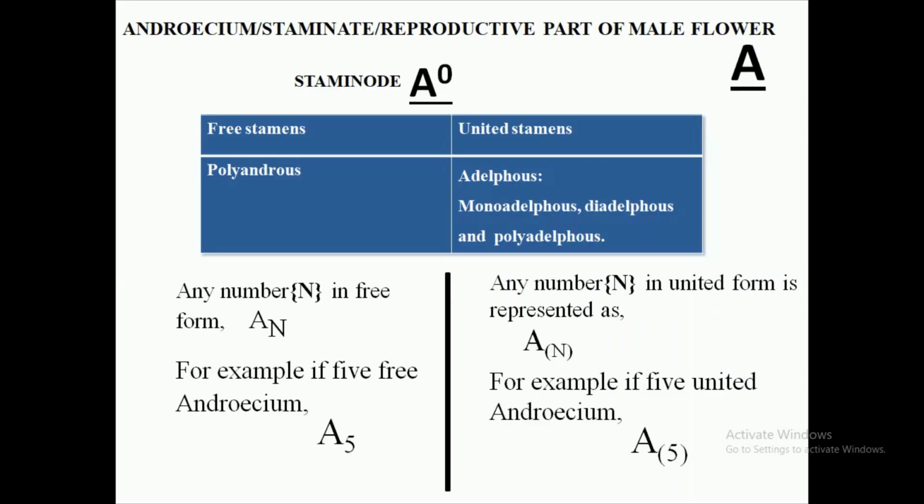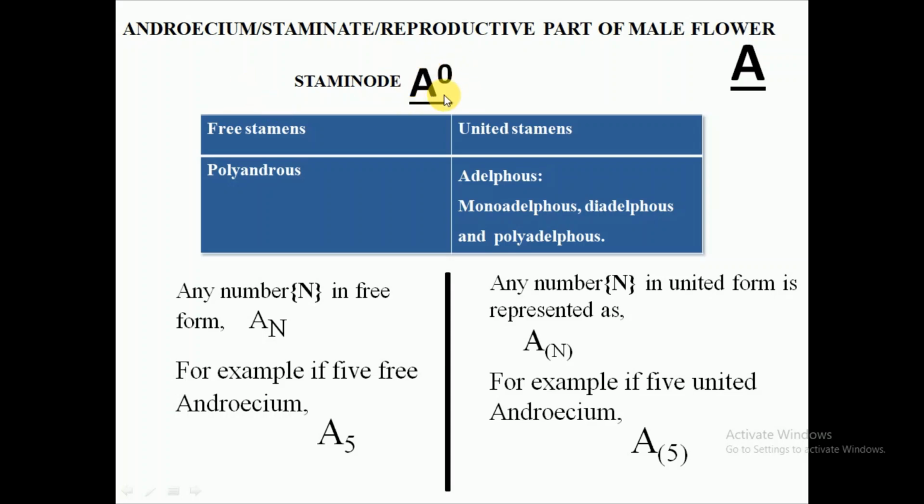So now I am going to discuss the reproductive unit of angiosperm, which is androecium for male plant or male flower, which is also known as staminate, and it is represented with capital letter A. Now, in some cases, the male reproductive part is not fertile, or we call it sterile male part, and it is known as staminode. For staminode, we use the symbolic representation capital letter A with naught, A naught.